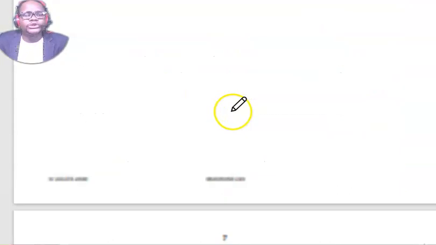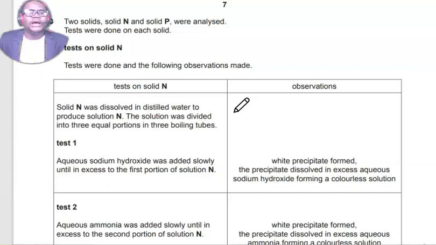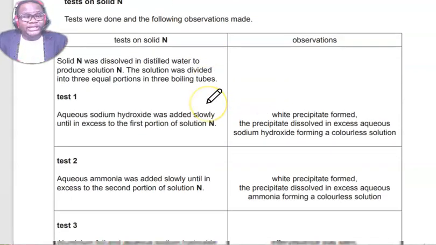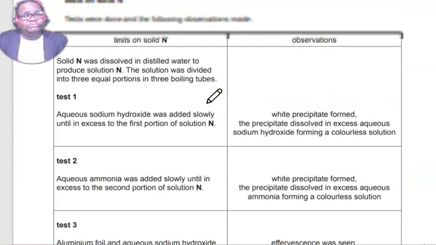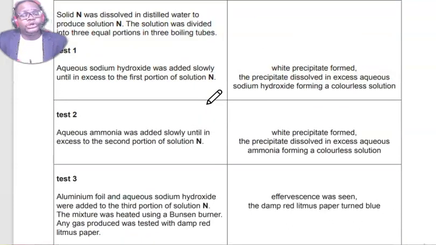So let's go on to question 3. Question 3 is qualitative analysis. You have two solids, N and P, given for analysis here. So let's check the test and of course the observation. They will help you make sense of the test and the observation and predict what we're supposed to predict. So usually I tell students to just read the question. What are you testing? What are you predicting? Okay, so let's check this.